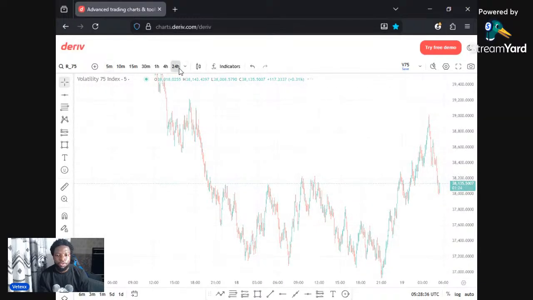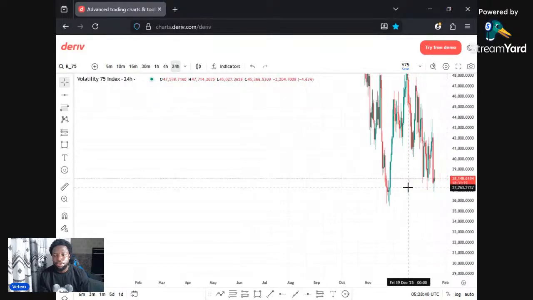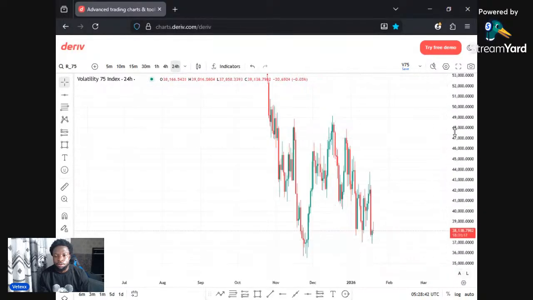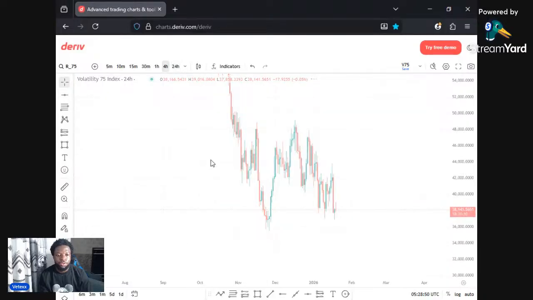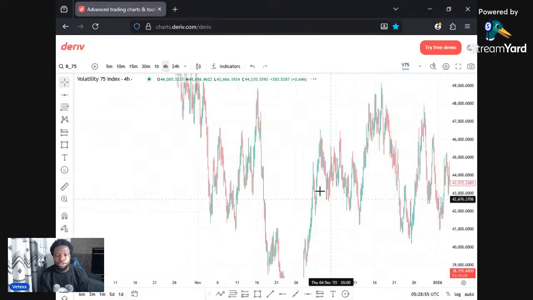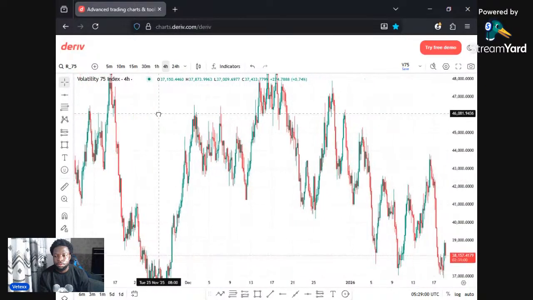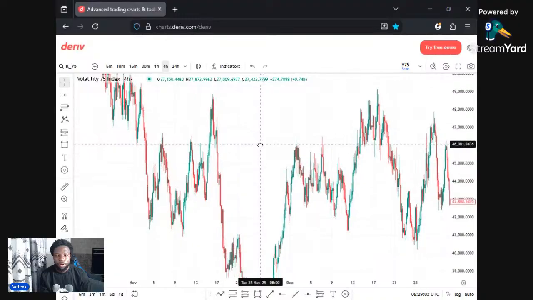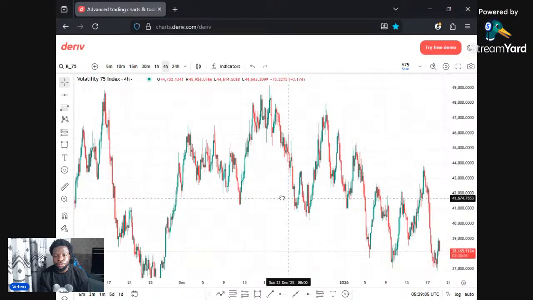So we start from the 24-hour time frame, because if you go to the weekly time frame, it's on a bearish trend. So we start from the 24-hour time frame and check if we'll see something tangible. There's nothing clearly showing on the 24-hour time frame. So what do we do? We go to the 4 hour time frame and check if there's something. On the 4 hour time frame, there's still nothing clear.